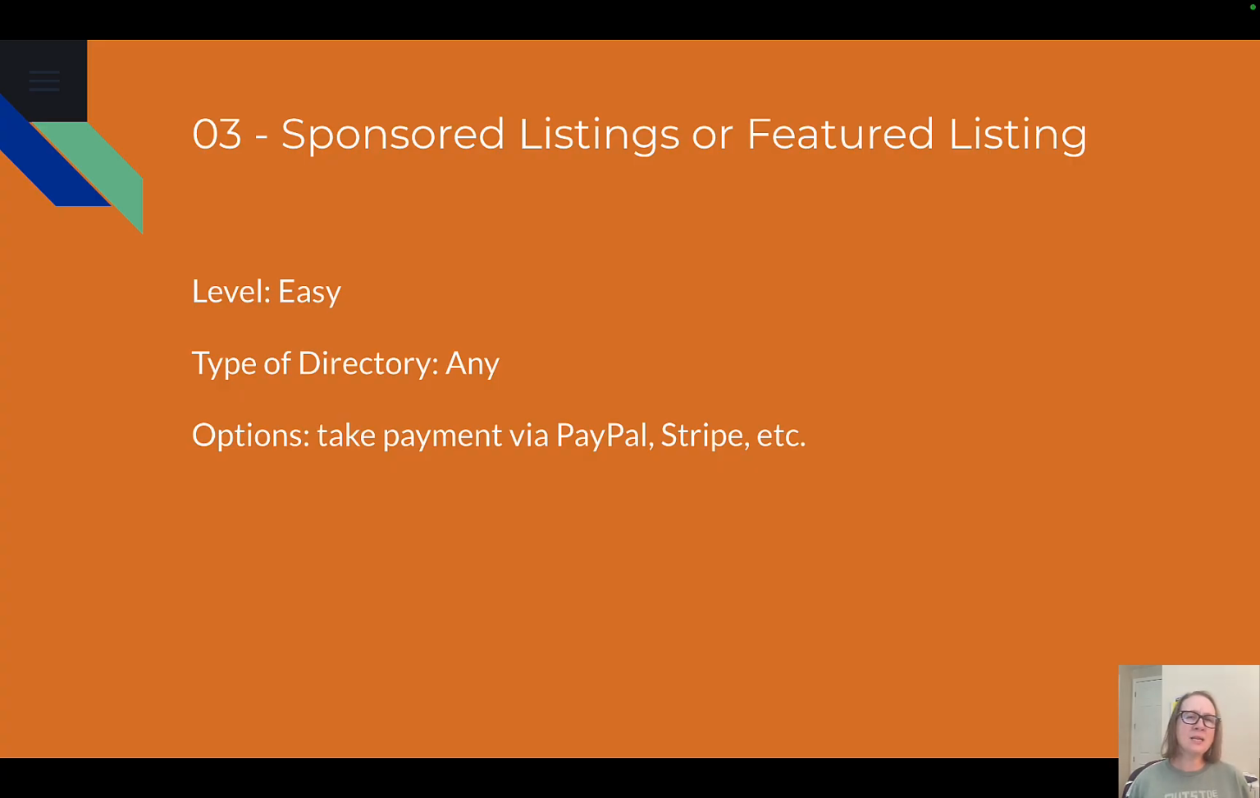While I did include this as an easy level, it does take slightly more work than the other 2 options because you're going to need to find a way to actually take the payment for those listings. That can be something as simple as PayPal. Most people are familiar with that, so I don't think you'll have any friction in getting people to pay via PayPal. If you already have a Stripe account or want to get one, you can do it through that. You could do it through WooCommerce. You have a lot of options here, but from what I've seen, PayPal and Stripe are the ones most people are using on their directory sites.